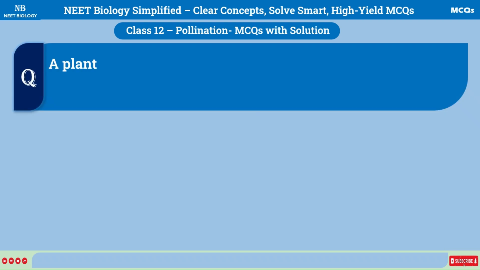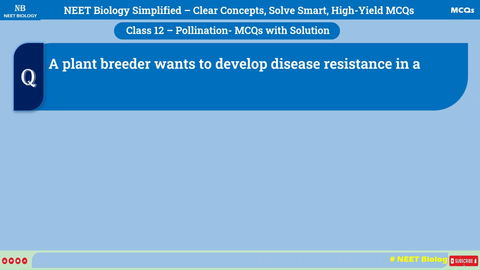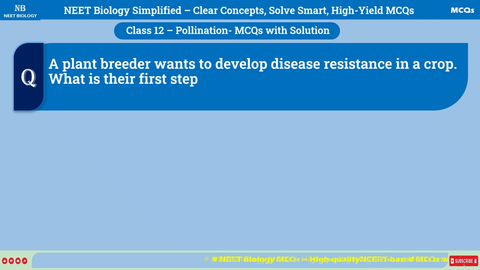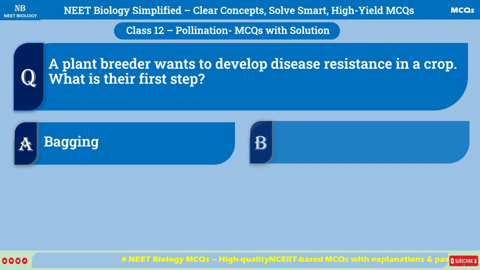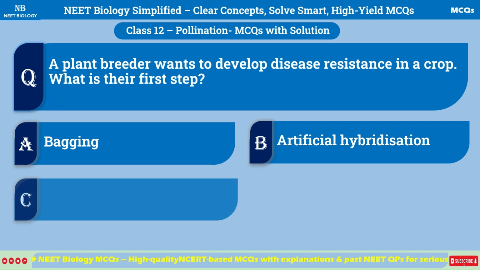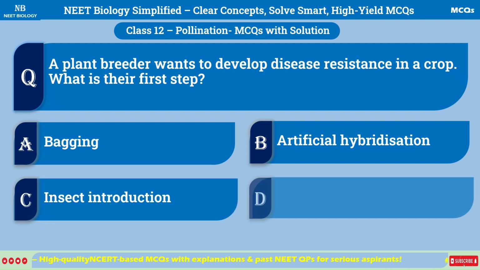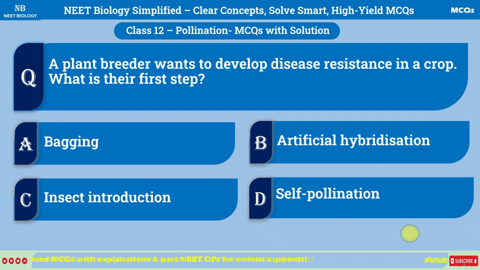A plant breeder wants to develop disease resistance in a crop. What is their first step? A. Bagging. B. Artificial hybridization. C. Insect introduction. D. Self-pollination. Correct answer is B. Artificial hybridization.